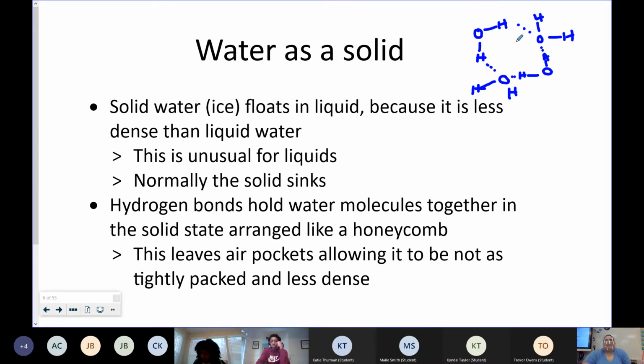Well, inside this honeycomb shape, once all the molecules are arranged, is a pocket of empty space. Empty space gets filled up with air. So whenever water freezes into ice, the way it's arranged allows for air pockets in there. So the air makes the ice less dense than the liquid, which is why it ends up floating versus sinking.